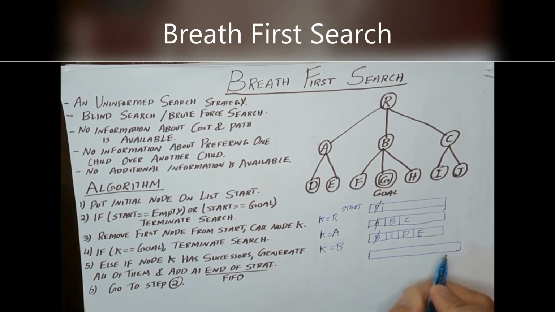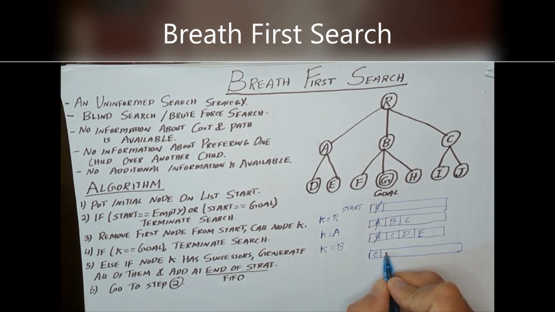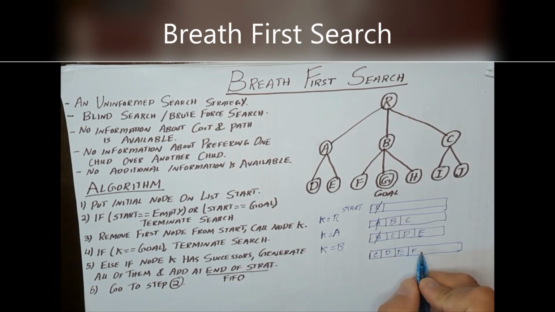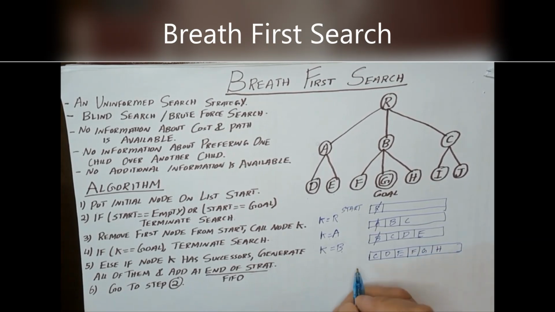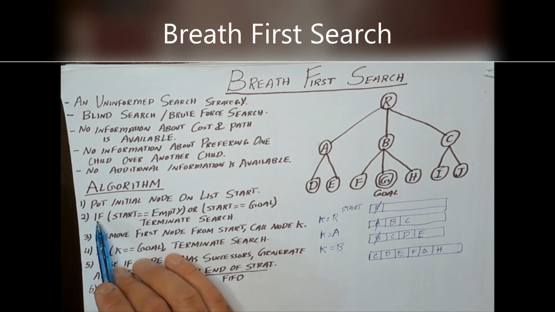But we will add them at the end of the list. So it means we had in the list 3 nodes, C, D and E, and we are going to put these 3 after them, F, G and H. Now we'll move to the sixth one, and from here we'll move on to the second phase again.